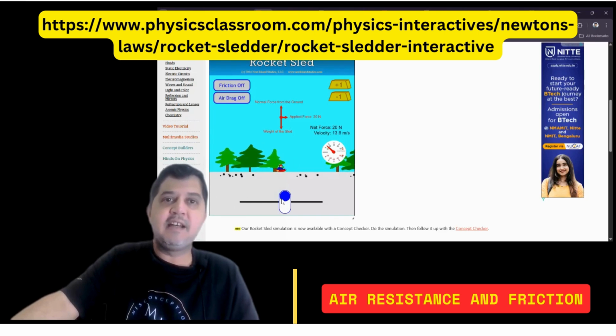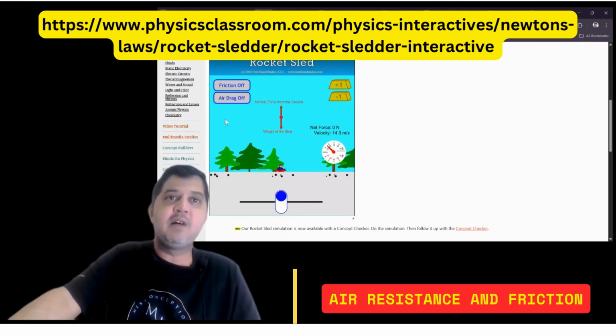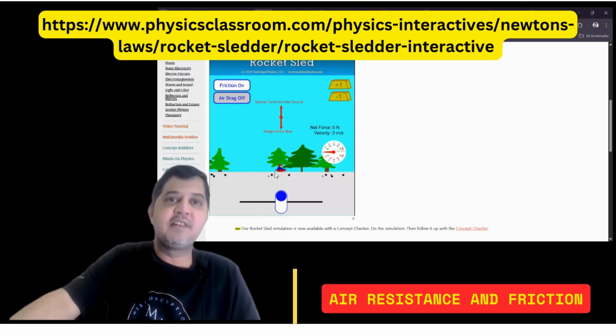Now I'll make the force 0 initially. When I keep it at 0, net force is 0 and the velocity seems to be constant. Velocity does not increase. Now I want to introduce friction here. How much friction is it? 50 Newton. That means I have applied a brake, and as a result this person has now come to rest.